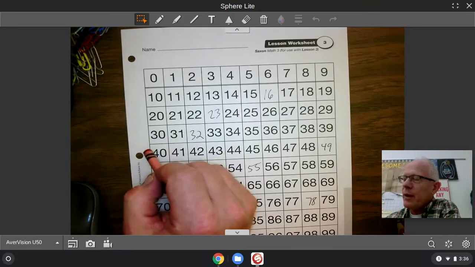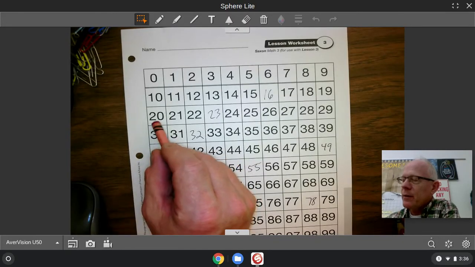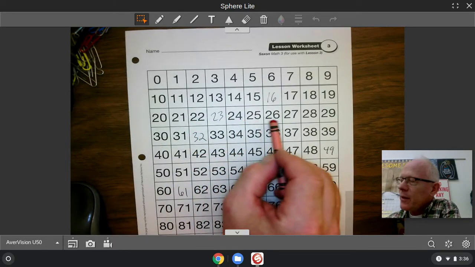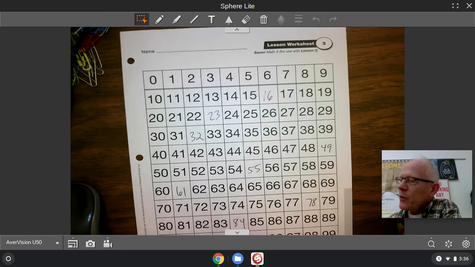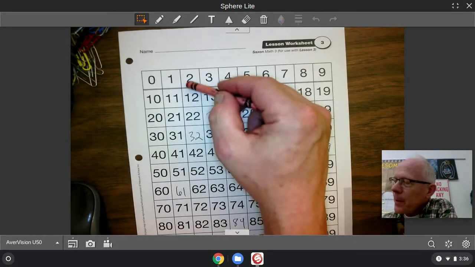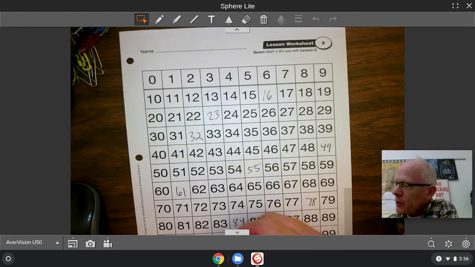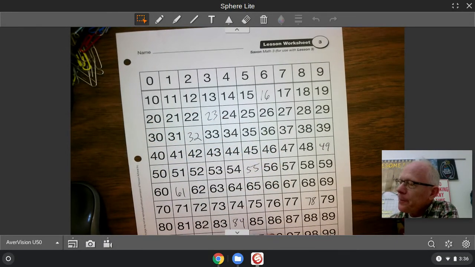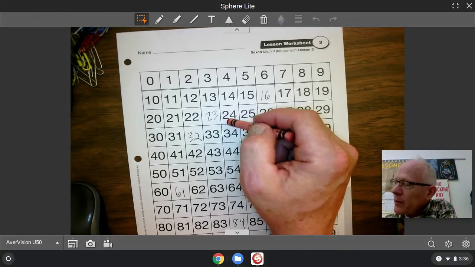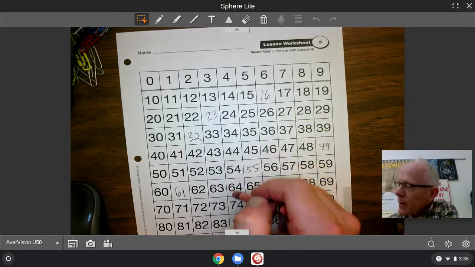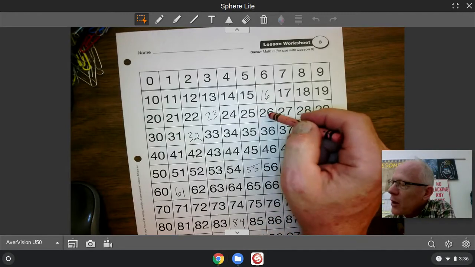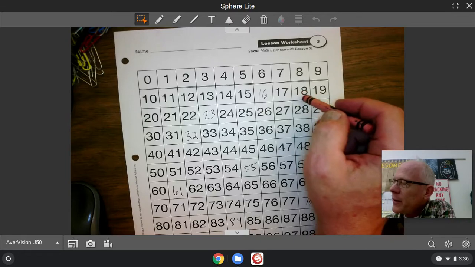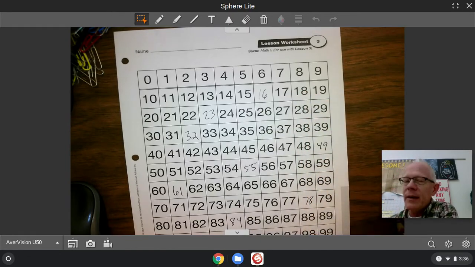So here's 20, so even numbers greater than 20, color the even numbers. Well, this is even, this is even, this is even. So as you look at these, boys and girls, watch. All of these are even numbers because they end in a 2. All of these are even numbers because they end in a 0. All of these, you'd have to start here, are even numbers because they end in a 4. All of these are even numbers because they end in a 6. All of these are even numbers because they end in an 8.